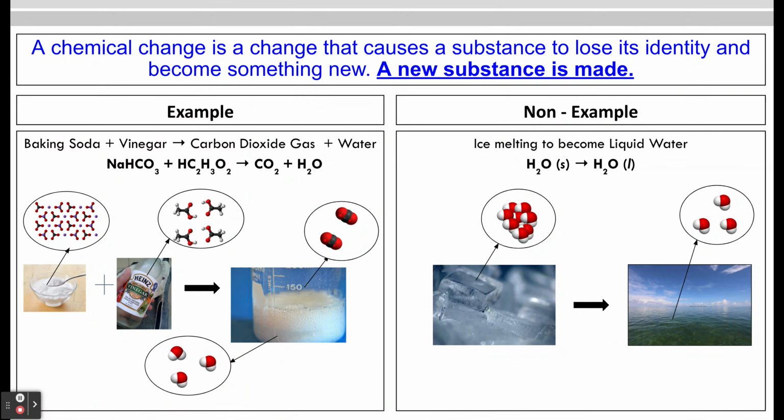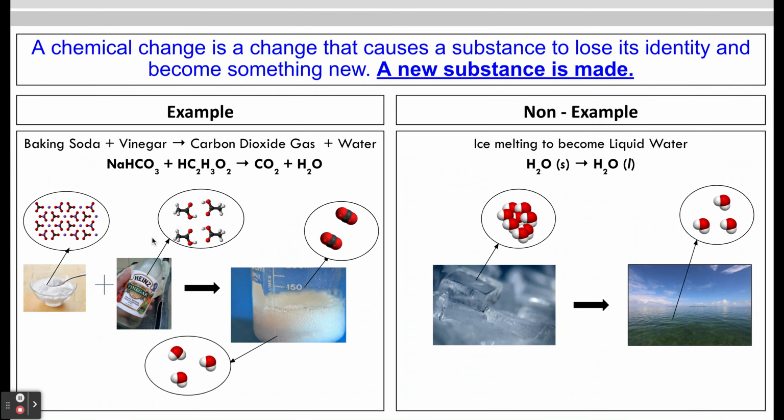So we're looking at an example and a non-example. Looking at our example, we have baking soda and we have vinegar. We see right here what the atoms look like at the beginning, and then at the end, we have CO2 and we have water. If you can see what the atoms look like at the beginning versus the end, they're very different. So that is our new substance. We start with baking soda and vinegar, NaHCO3 and acetate right here, and we end with CO2, which is right here, and water, which is at the very bottom. So those are different substances.